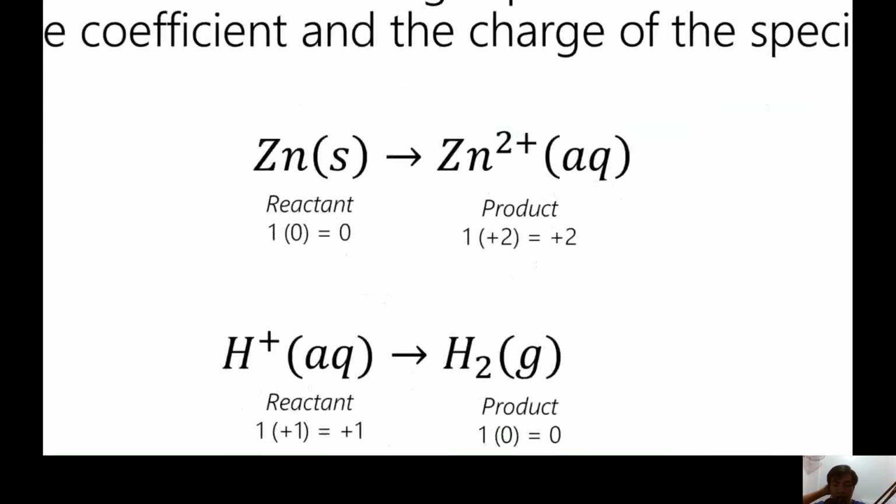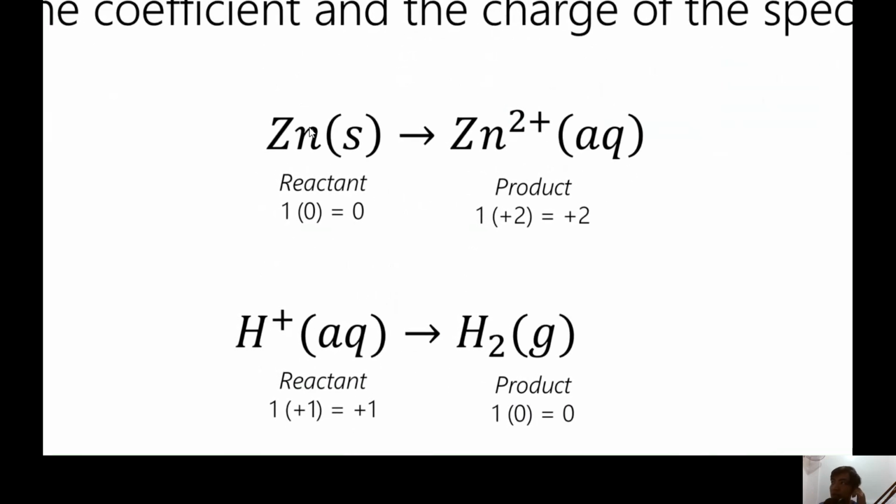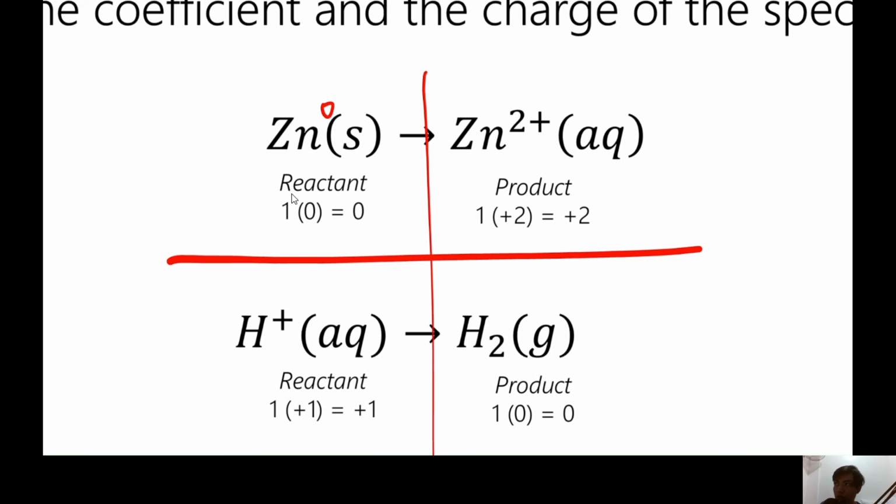So, let's have this zinc. Again, the charge of zinc, if it is a metal, is 0. So, let's check the total charge of the left side now. That's 1 times 0, that is 0. So, 0 is the total charge here. On the product side, that's 1 times positive 2. When there is no coefficient written, it is 1. So, 1 times positive 2 is positive 2.